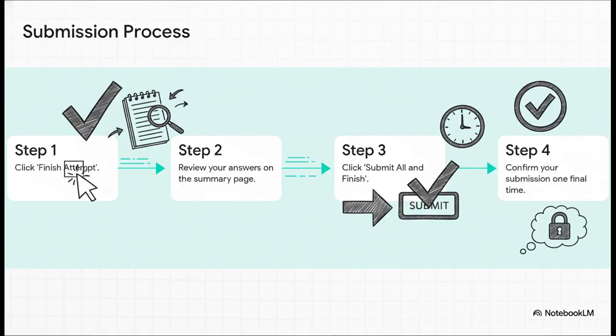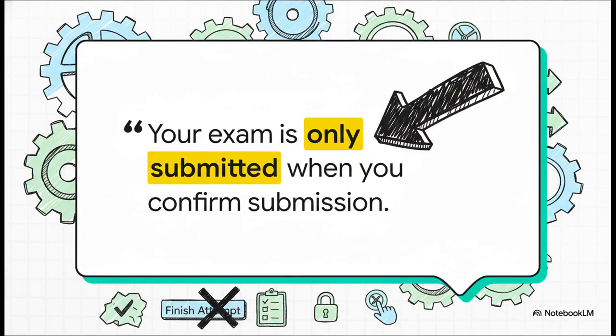Okay, so you've answered all the questions. You're not done yet. The submission itself is a whole process. First, you'll click Finish Attempt. That brings you to a summary page where you can review everything. Once you're sure, you have to click Submit All and Finish. And then, this is key, you have to confirm that submission one final time. I'm going to say this again because it is the single most important part of finishing. Your exam is only submitted when you hit that final confirmation. Just clicking Finish Attempt is not enough. You have to go through all the steps.